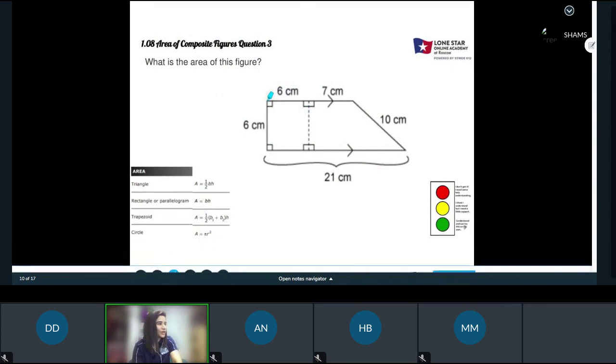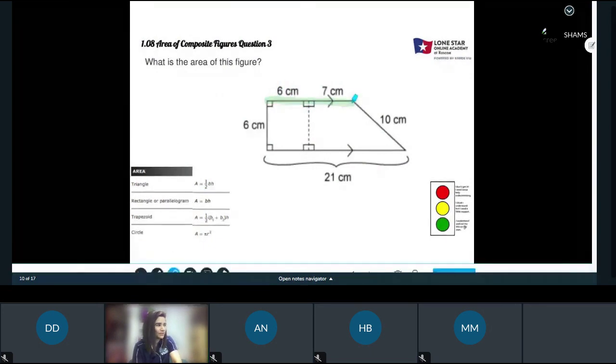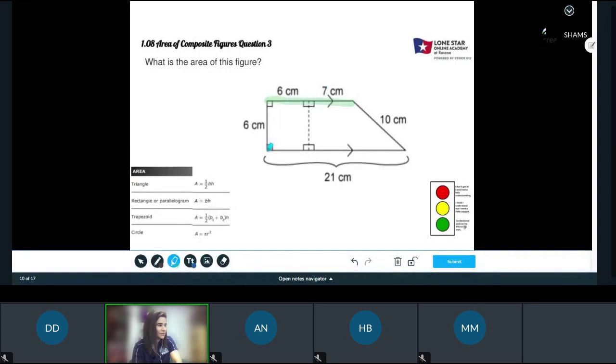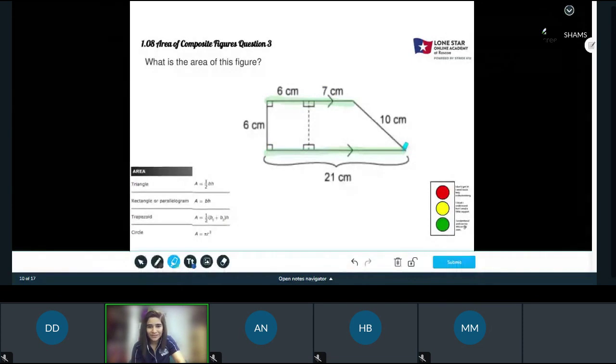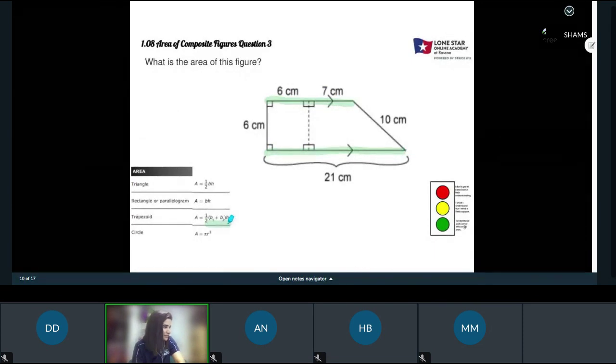Look at this as a trapezoid, please. Base 1, then parallel base, base 2. Do you all see two bases, base 1 and base 2, for the formula over here? See, base 1 plus base 2.